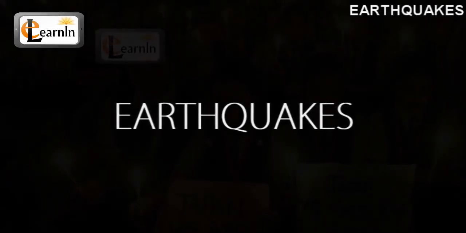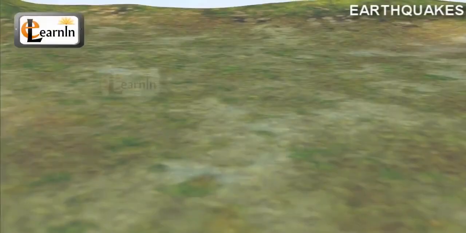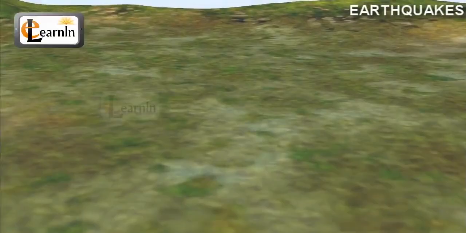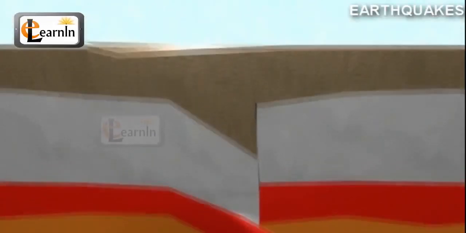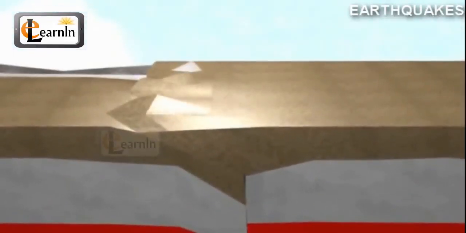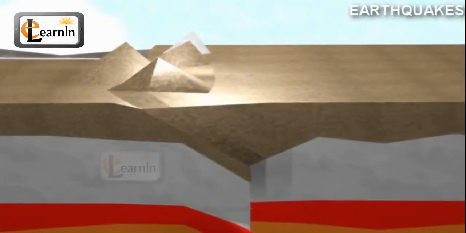Earthquakes. An unexpected movement of the Earth's surface is called an earthquake. When two parts of the Earth's surface move suddenly in relation to each other along a fault line due to tectonic forces, an earthquake occurs.